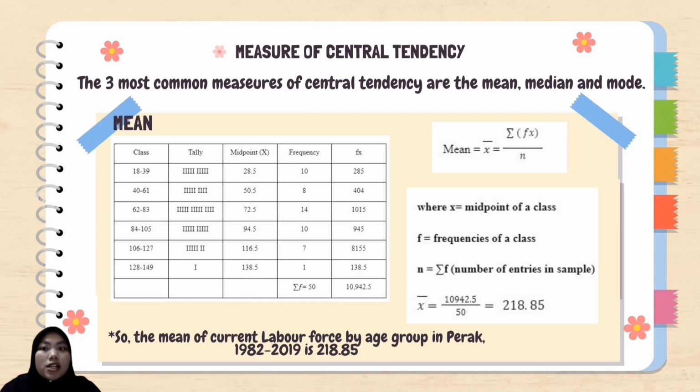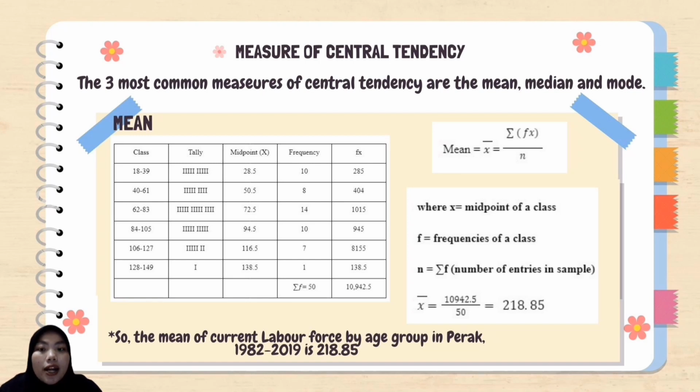For mean, we should put class, frequency, midpoint, and fx. The way to find fx is frequency multiplied by midpoint, and we get the midpoint from the upper boundary plus the lower boundary divided by 2. So this is the formula for mean. In this slide, the last calculation is 10942.5 divided by 50. The 50 is the number of the population that we call n. The answer for mean is 218.85.